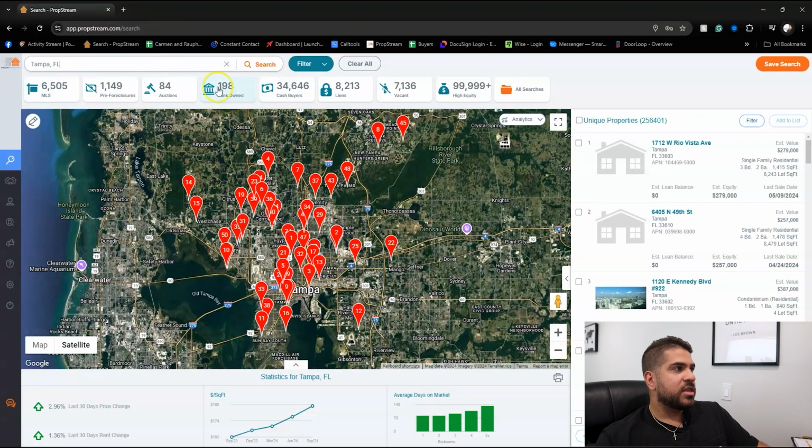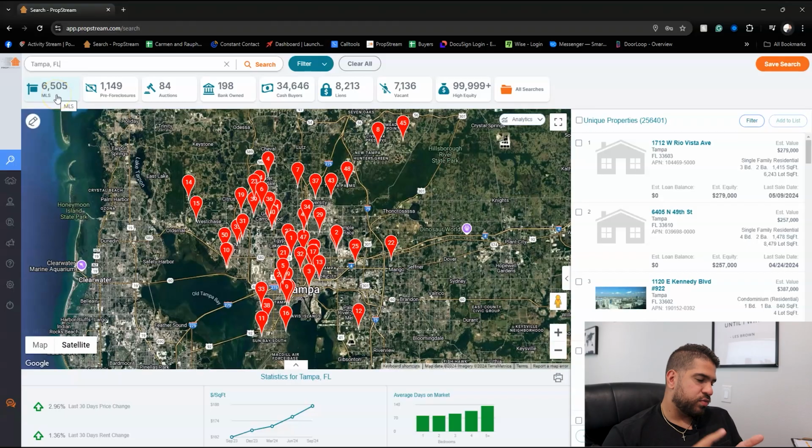All right, so you put in the address. Right now, you can see you got a bunch of different things here, right? So this is properties listed on MLS, pre-foreclosure, auctions, bank loan, cash buyers, liens, vacant, high equity. All of that stuff is super important, but let's say this. MLS, you can have commercial properties, land, single family homes, multifamily homes.